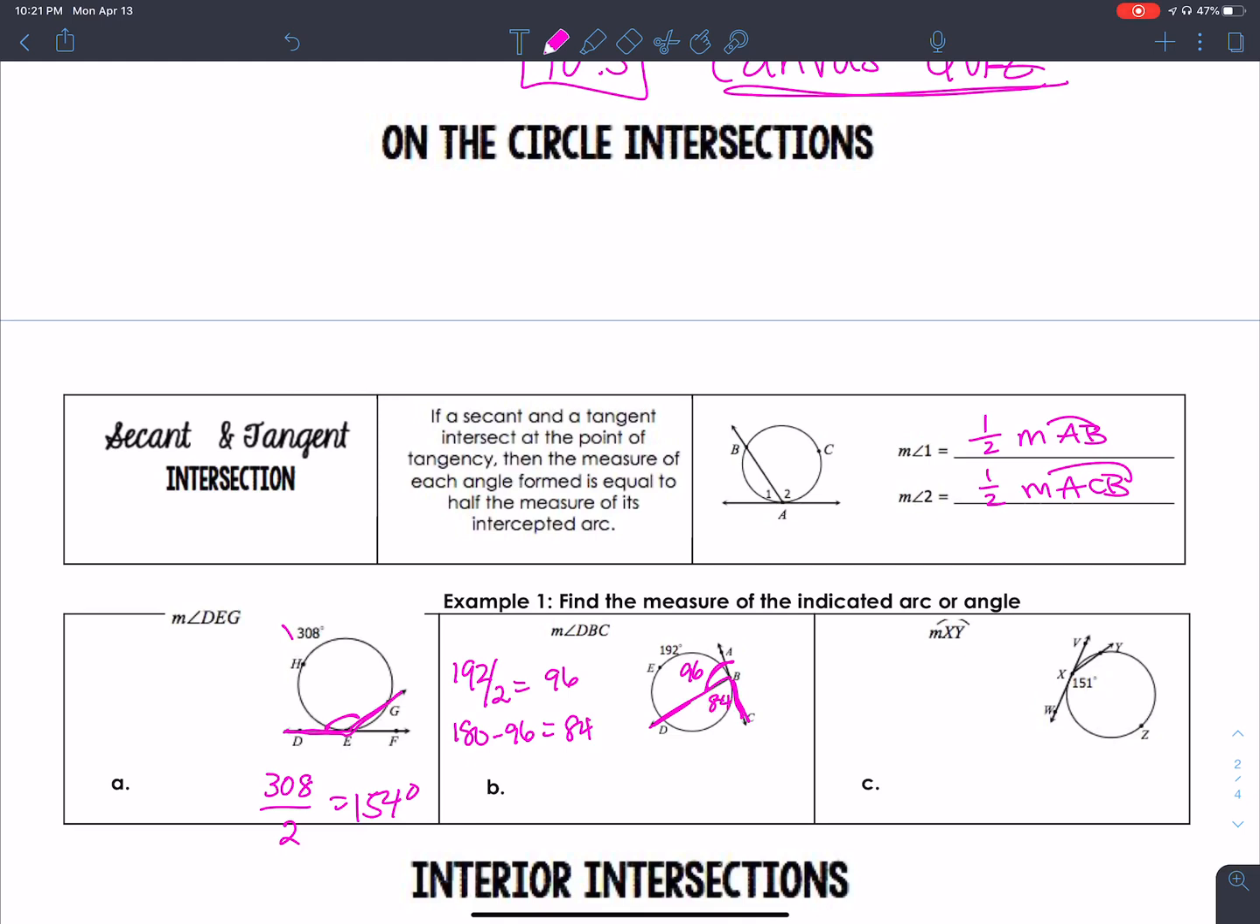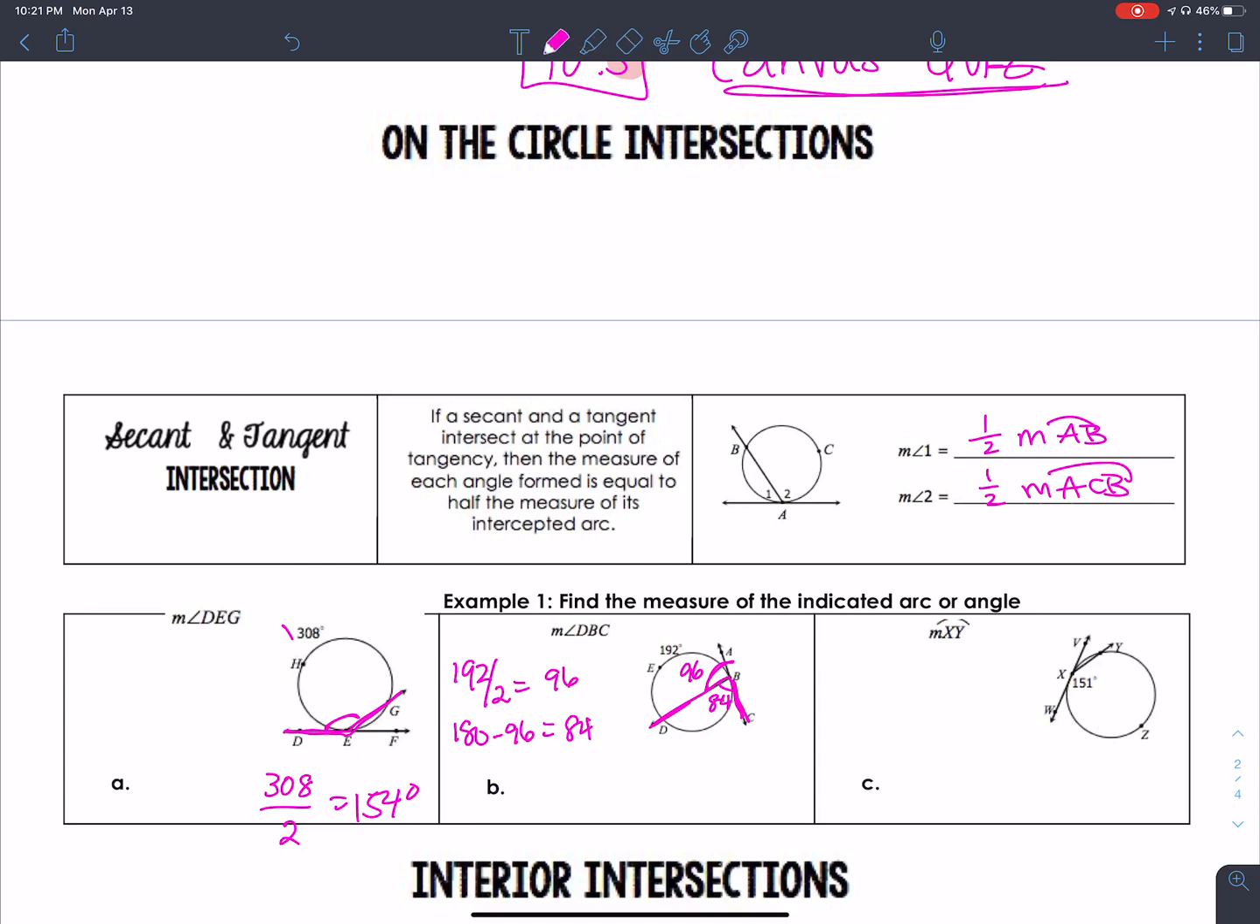So that's its arc. Okay? Now I have to do 84 times 2. And that gives me 168. Okay? So that's the measure of... Oh, we were only supposed to do the angle, so that's just 84. My bad. I got excited. I did the arc. Okay.